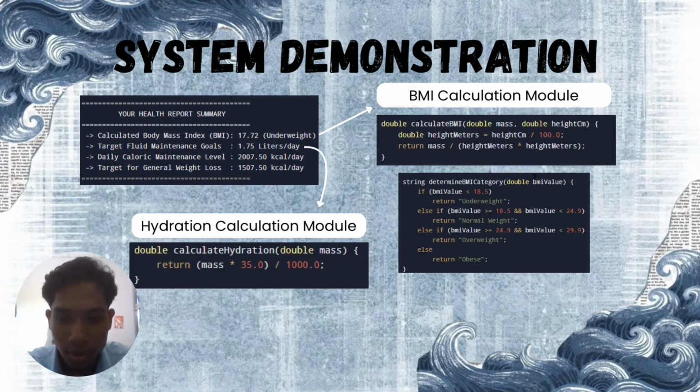Next, this slide demonstrates the BMI calculation model and hydration calculation model. The system calculates the user body mass index or BMI using their weight and height. Based on the BMI value, the system determines the user weight category, such as underweight, normal weight, overweight, or obese. In addition, the system calculates the user recommended daily water intake based on their body weight. This calculation provides important health information that is included in the final health report.